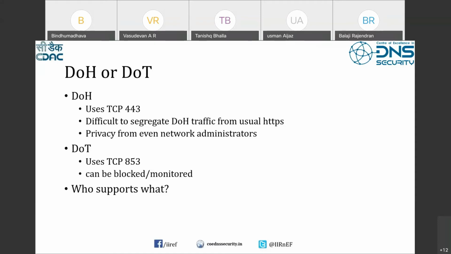Now, next part is whether we should use DOH or DOT. DOH uses TCP 443, whereas DOT uses TCP port 853. In DOH, there is some extra privacy because your DNS traffic is hidden inside the usual HTTPS traffic, so it is difficult to segregate, monitor, or block the traffic. Whereas DOT, since it works on a different port, can be monitored and blocked by the network administrator.